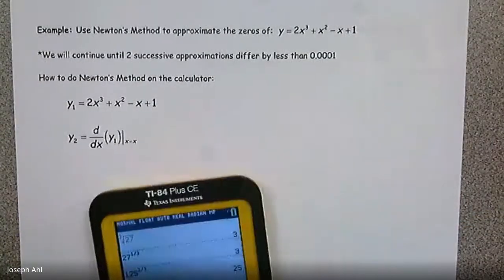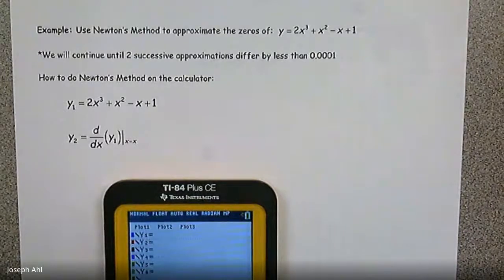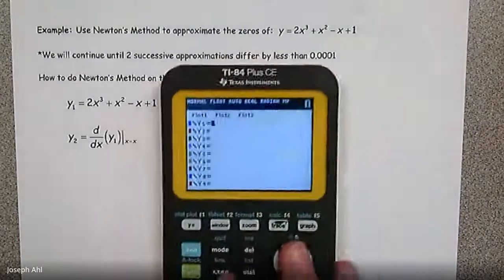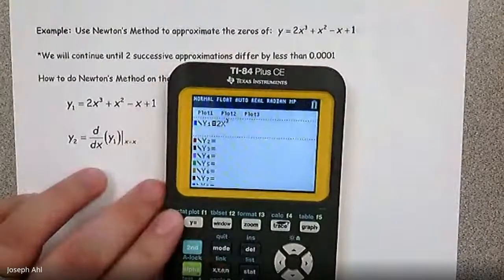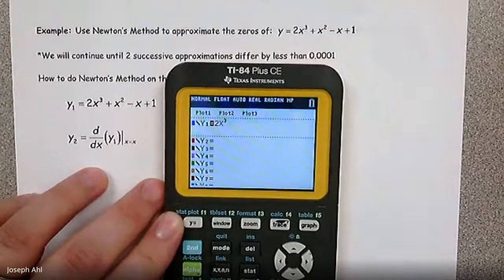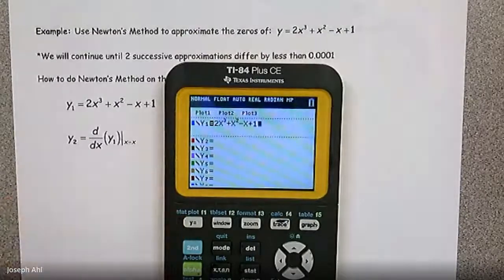And that sounds like a pretty tiny difference, but we'll see it actually happened pretty fast. Okay, I'm going to start with y equals here, and type in the function 2x cubed plus x squared minus x plus 1. And we have to graph this first to get our initial guess.